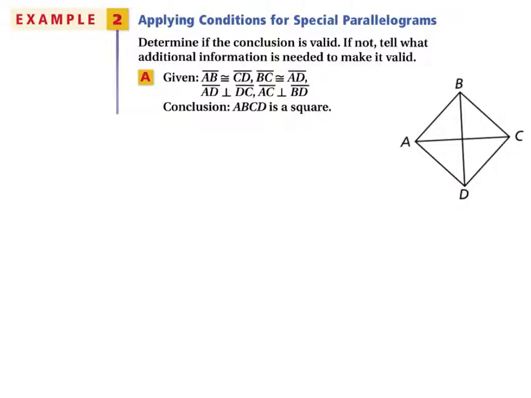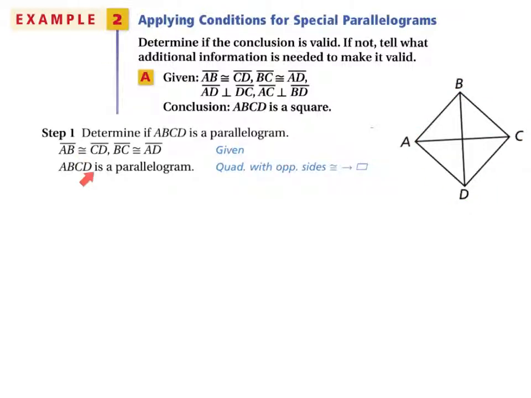Now step 1. Step 1 will always be to prove that it's a parallelogram. Well, what do we know? Can we prove this is a parallelogram? Well, we know AB and CD are congruent. We know BC and AD are congruent. Step 1, a quadrilateral with opposite sides congruent. If we have that, then it's a parallelogram. So step 1, we proved that it's a parallelogram.